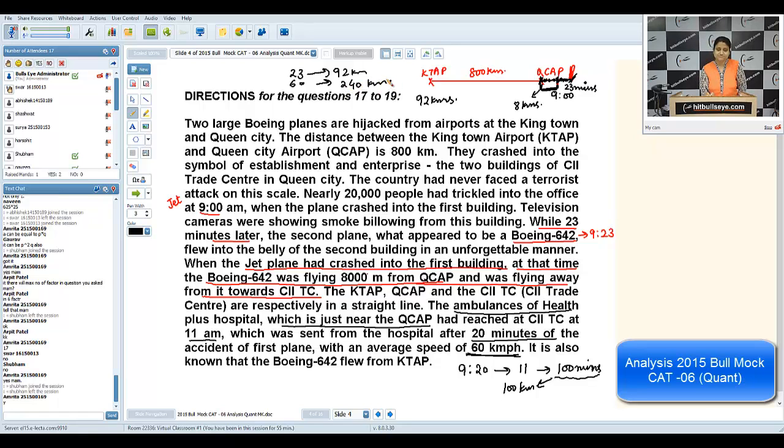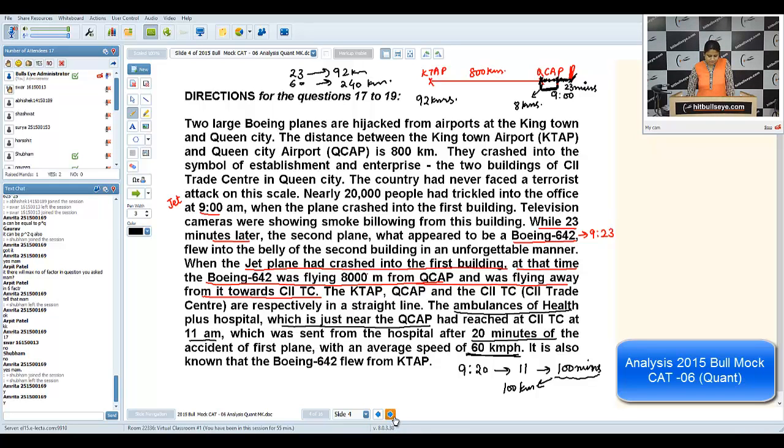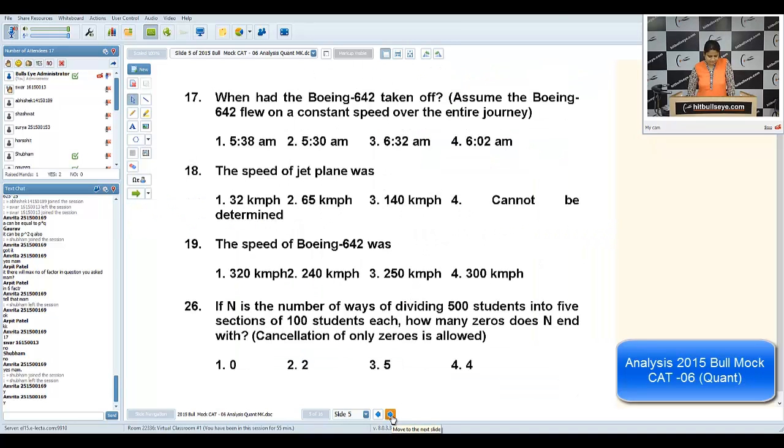So what will be the Boeing speed? That is 240 kilometers per hour. That was one of the questions. Since we know the Boeing speed, now we can do anything in this question. Is it okay, Amrita? That was a complete story. But the questions were easier. Okay. Now come to question number 26. I'm leaving 17, 18 and 19. Now all the questions are solvable.